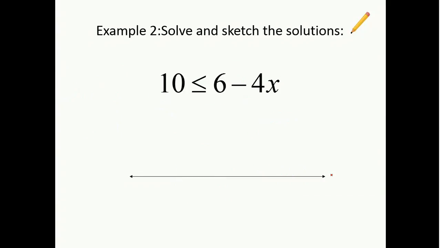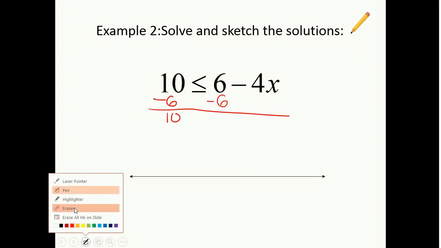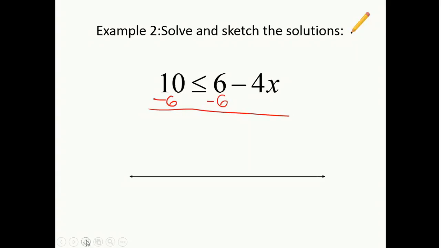Let's take a look at this problem. So I have 10 is less than or equal to 6 minus 4x. Very first thing, get your x's and your numbers separate. Separate them. So I'm going to subtract 6 here from both sides. I'm going to get 10, ooh, not 10. Silly, silly. That's 4. Is less than or equal to negative 4x, because this cancels, right?